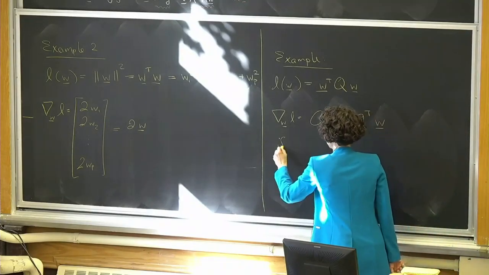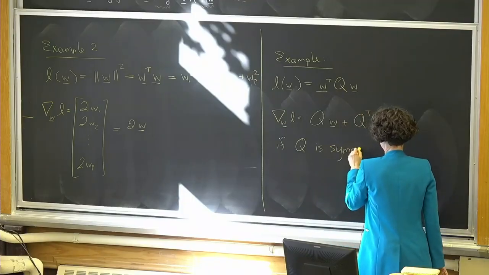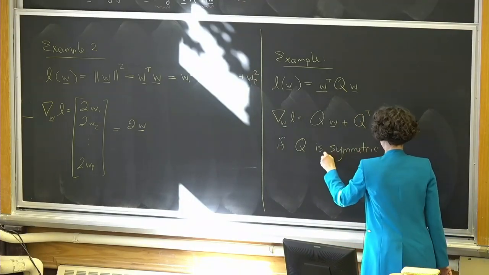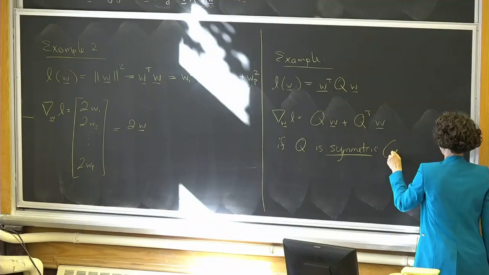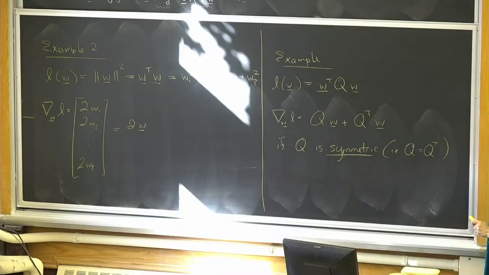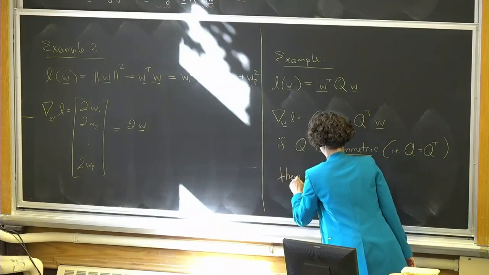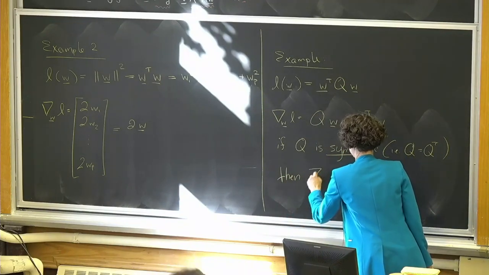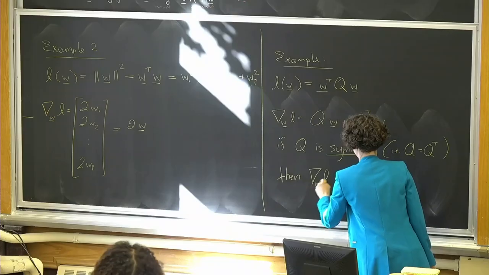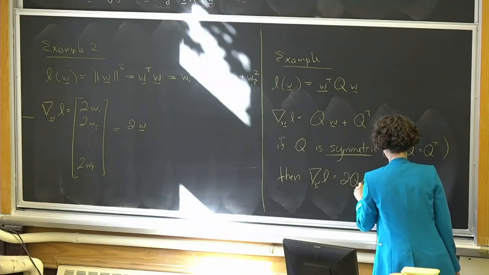And if Q is symmetric, which means that Q and Q transpose are the same matrix, then the gradient of this loss with respect to W is 2Q times W.